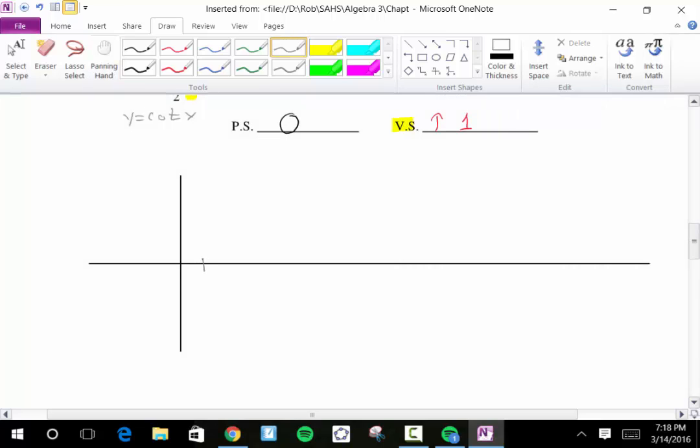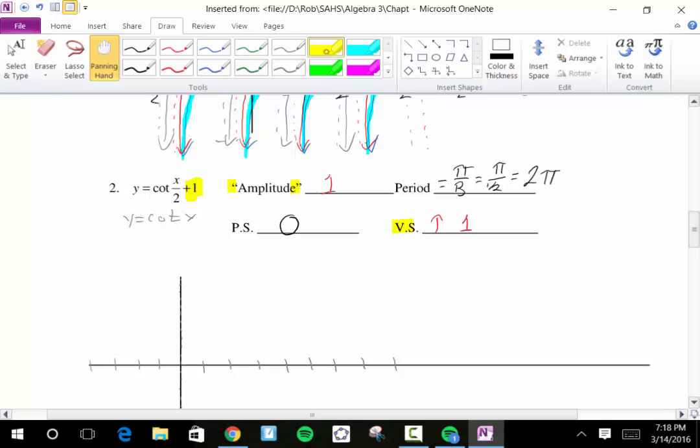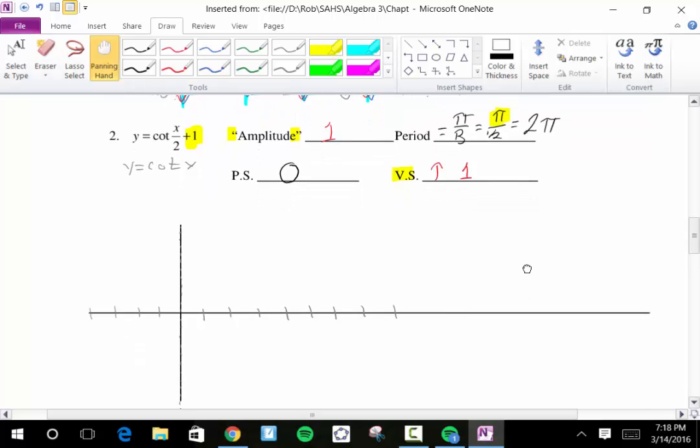To graph that, I'm going to put in some little dashes here. 1, 2, 3, 4, 5, 6, 7, 8. That should be good enough. And 1, 2, 3, 4. We'll go that way. Cotangent has a vertical asymptote right here on the x-axis, at least the native one is. There's a vertical asymptote there, and it's got a period natively of pi. We kind of found that earlier.